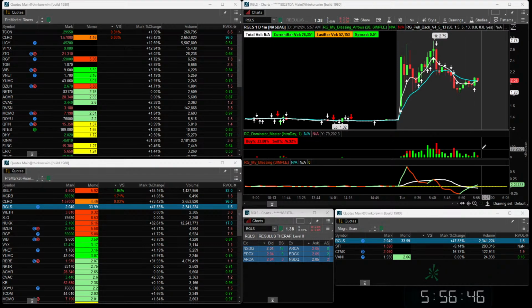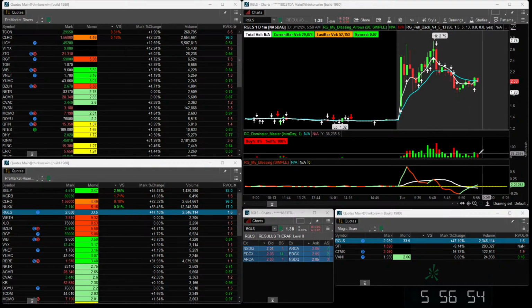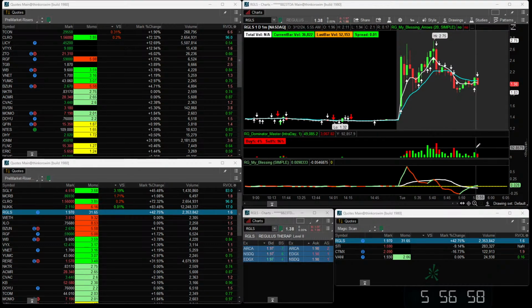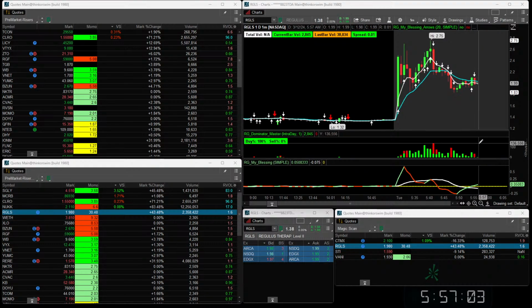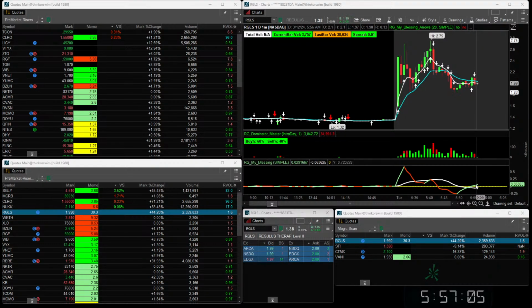Down here, you'll see Dominator Master. This is monitoring the volume for the last 20 candles back. We'll be monitoring these bars for volume. The more the volume, the higher the bar. And you'll see the buyers and sellers come in on each bar on this Dominator Master.